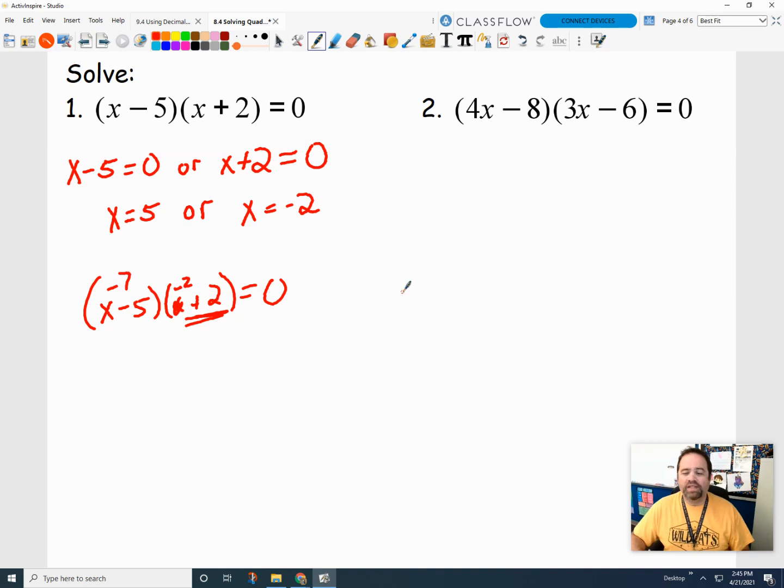Okay, this seems kind of strange, I know, but it's part of a bigger process. Kind of like when we did factoring by grouping. It's kind of weird. It really only has this one little application, but it's part of a bigger process.